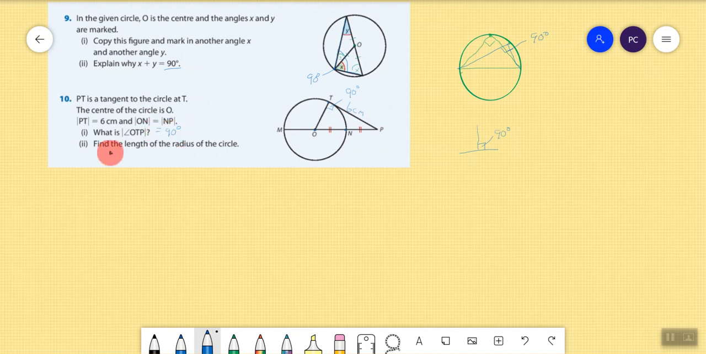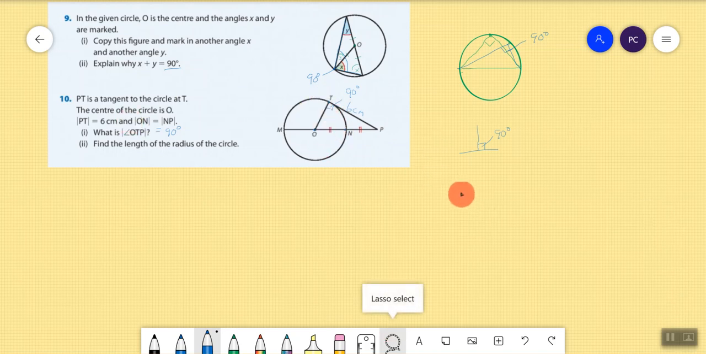Find the length of the radius of the circle. So we were trying to find the length from here to here. Let's have a look and see what we can do. It tells us this length here is 6 centimeters. So let's think about how we can do this.